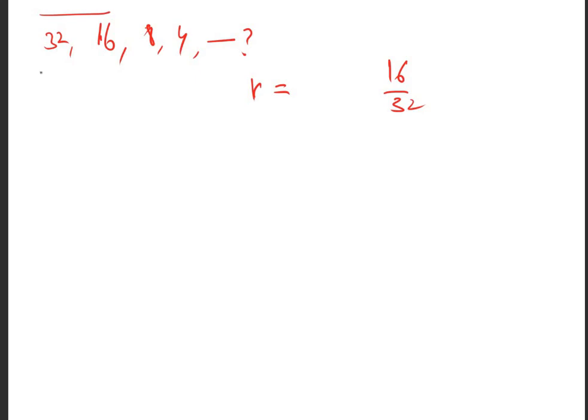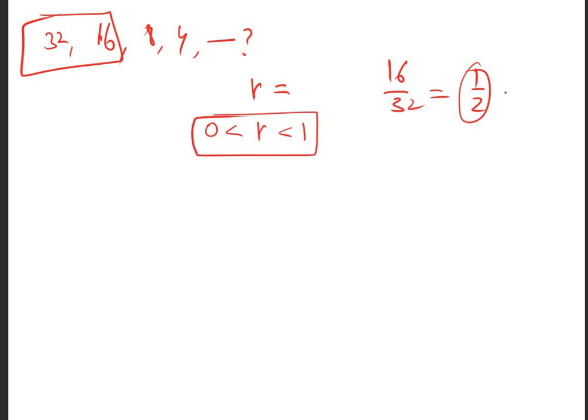So if I pick up any two consecutive terms, the next term divided by previous term, this is basically 1 over 2, half. So you see your r is actually a fraction between 0 and 1. It is 0.5. So when your r is a fraction sitting between 0 and 1, you get a decreasing trend or decreasing geometric sequence.